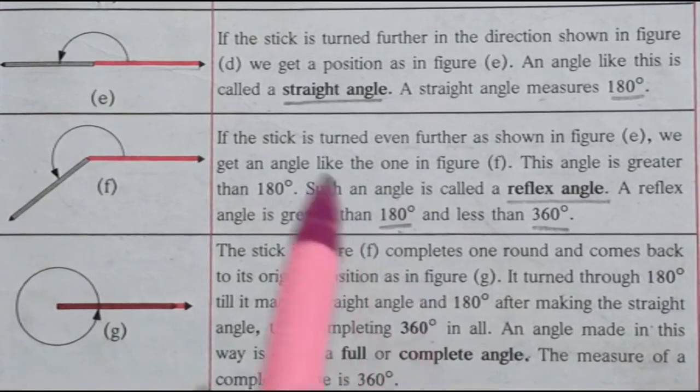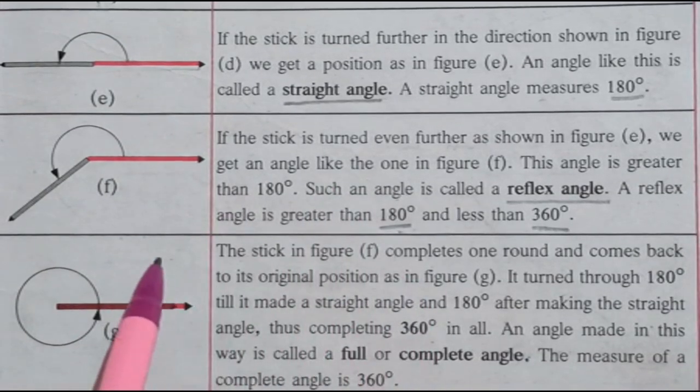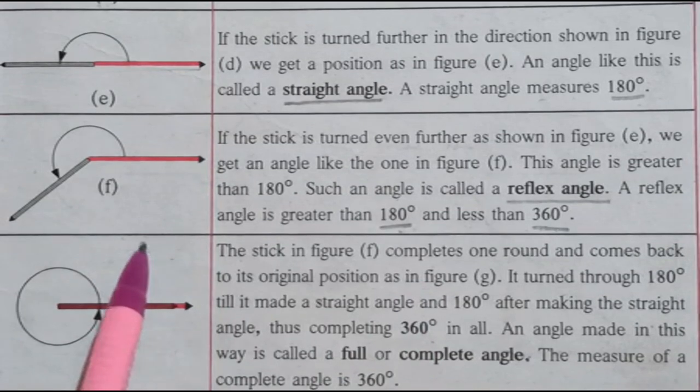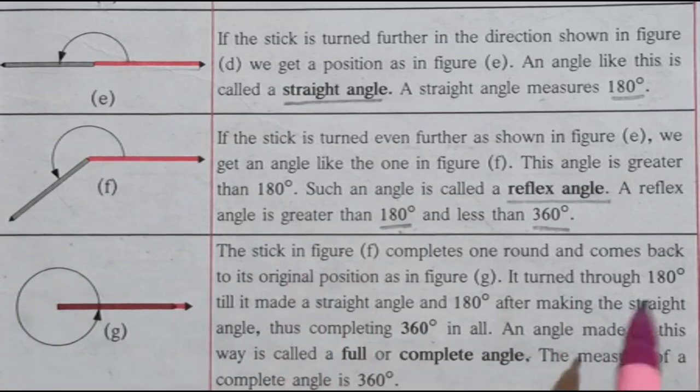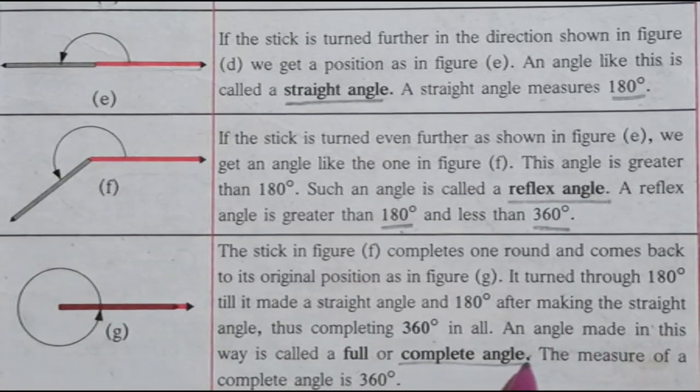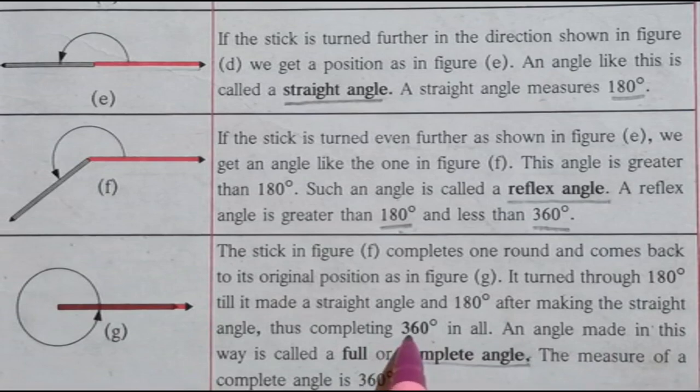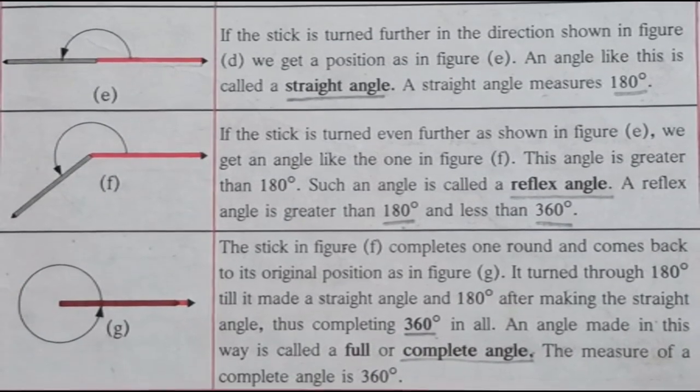Now what they have told, the stick started from here, it went here, it became acute angle, then your right angle, okay, then your obtuse angle, then straight angle, it became 180 degree. Okay, after that it came downwards, it became greater than 180 degree. Okay, then it again went at the same, so it completed a full circle, so that is known as complete angle, or you can say it is a 360 degree in all. Clear everybody, this theory part?